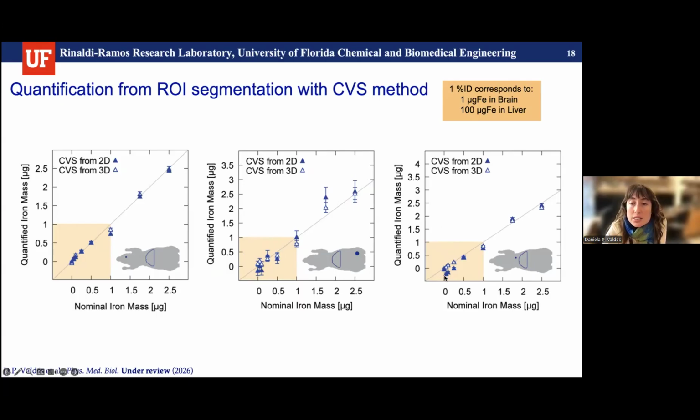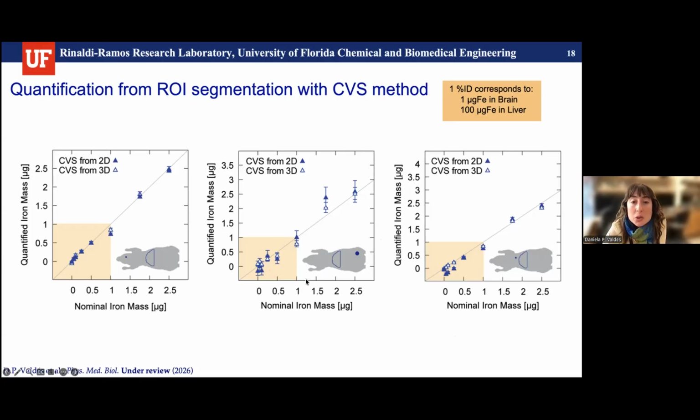We can notice that the small values for 2D, the small test masses, can sometimes come up as negative. So our limit of quantification is around 0.25% of the injected dose for these cases in 2D. And it gets even better for 3D.